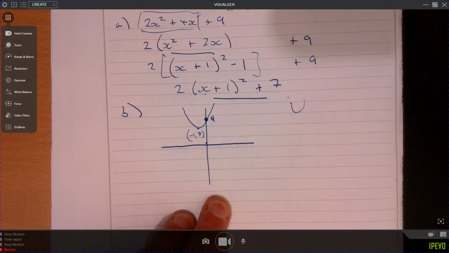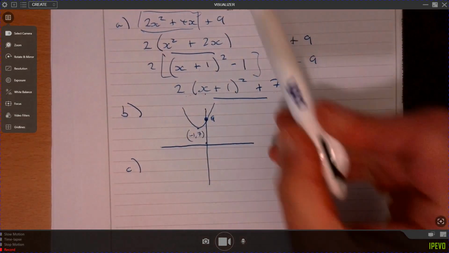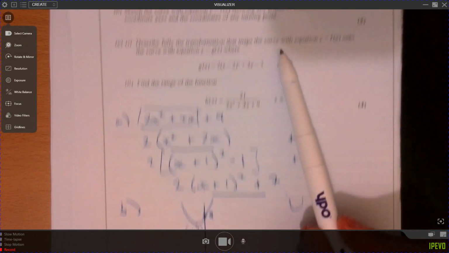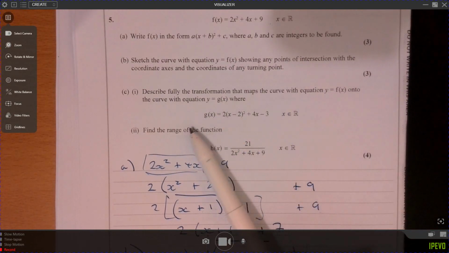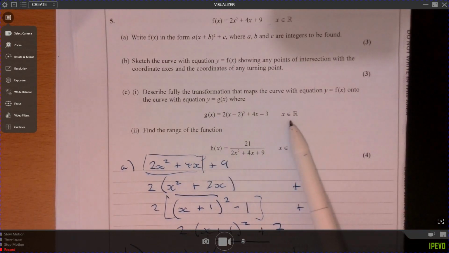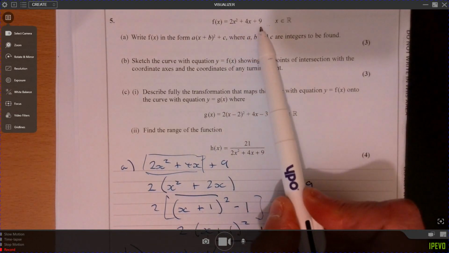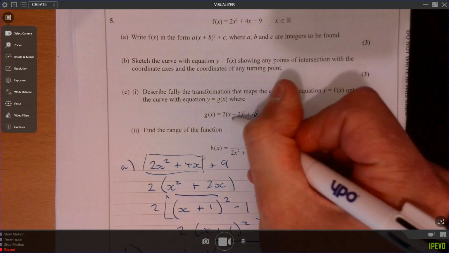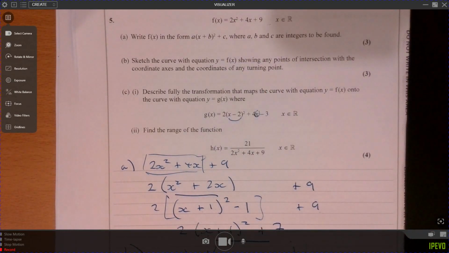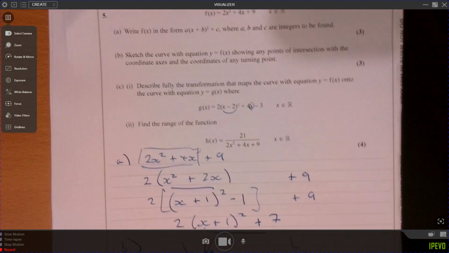All right, now part C. Let's have a look at part C. It says describe fully the transformation that maps the curve. Let's move this so you can see the equation onto this other one. The trick here is to make this look a bit more like this. The problem is here it says 4 times x, and here it's saying times x minus 2. So if I can make that an x minus 2, then I've got something to go with.